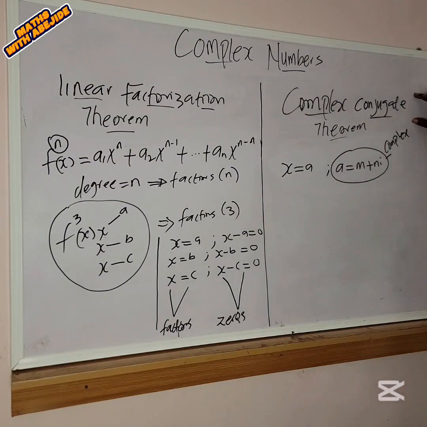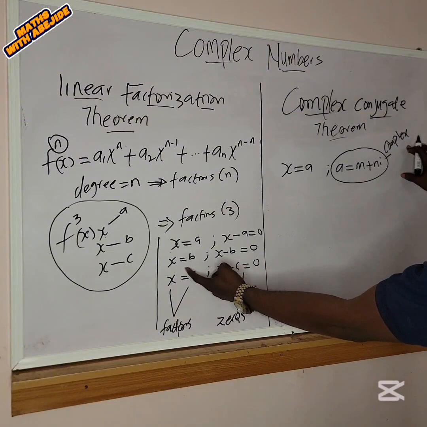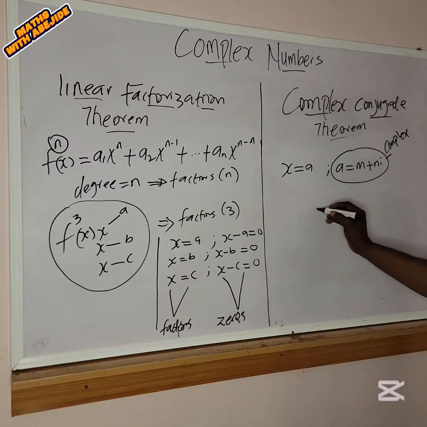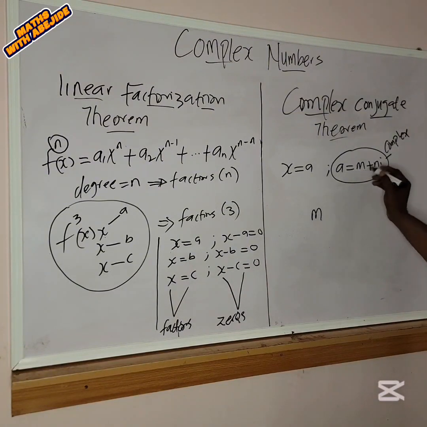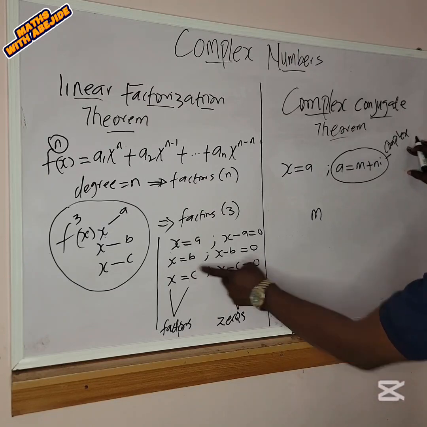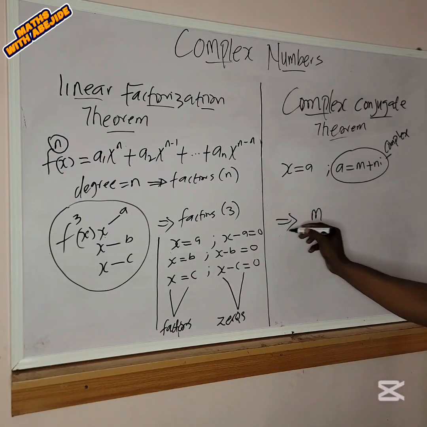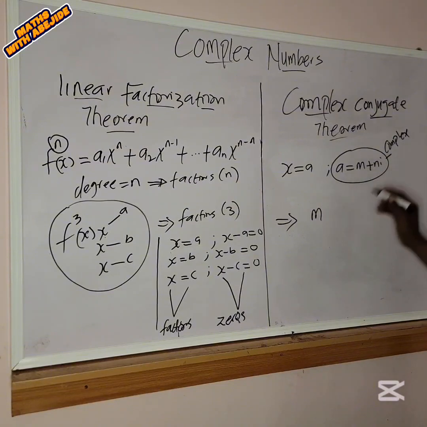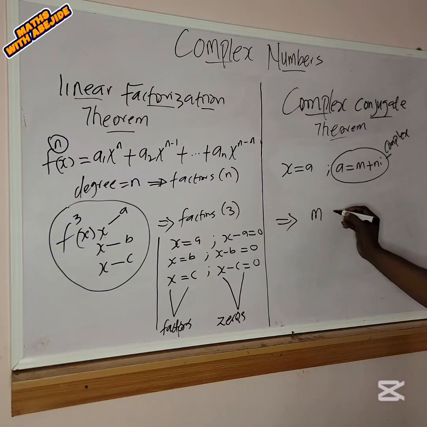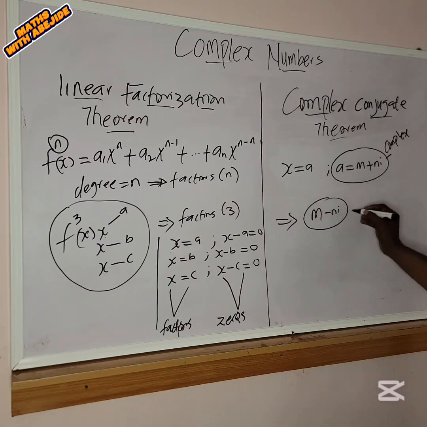Then this theorem is saying that for as many times as we have a complex factor as one of the factors of the polynomial here, then we must always have the conjugate of such factor as one of the factors of the same polynomial, which implies that if this is a factor, then we must have another factor which looks like this, which is the conjugate of the complex factor.